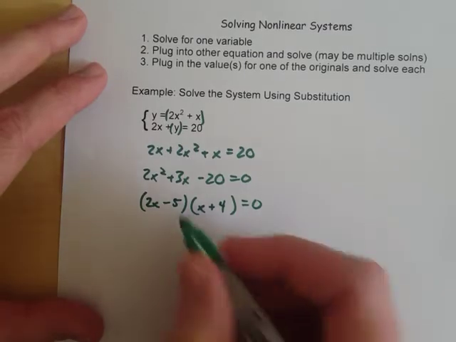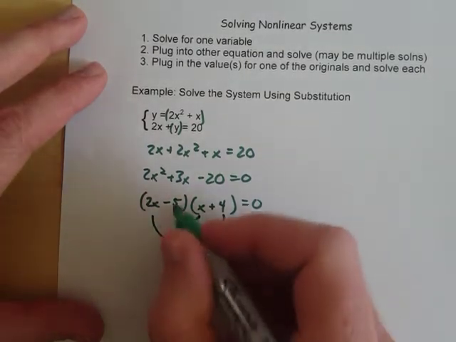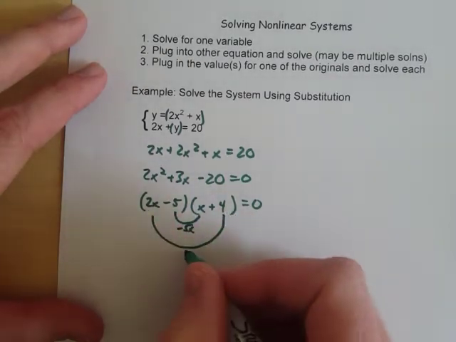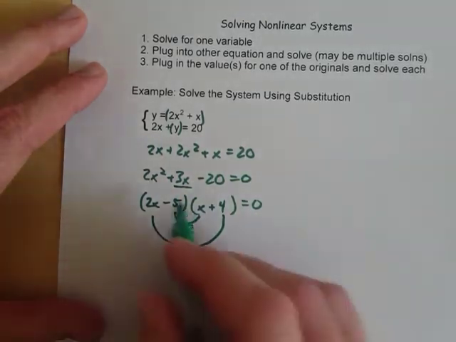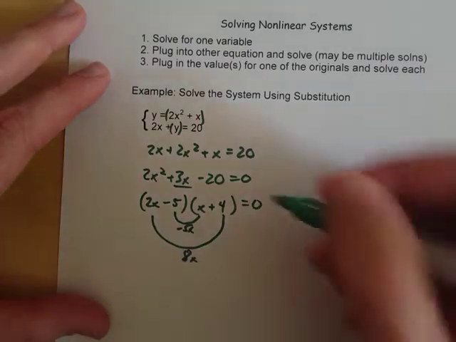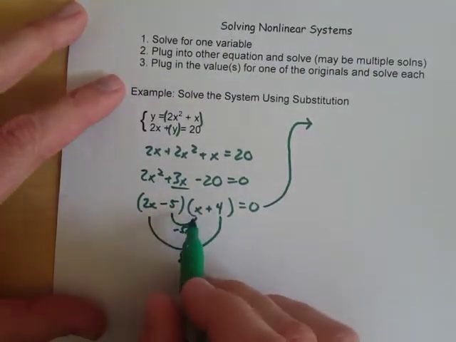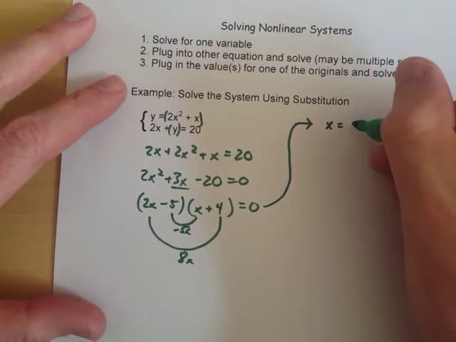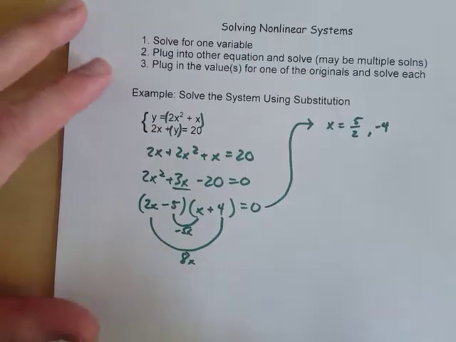In order to get this 3x, we look at the O and the I of FOIL. So we have here negative 5x for this one, and this one is 8x. And this, as you can see, those add together to give you 3x, and that's what we're looking for. So this is the correct factorization. Now if we have that factorization, we use these as mini equations, solve for x. That's going to give us two solutions. X equals 5/2 for the first one and negative 4 for the second one.